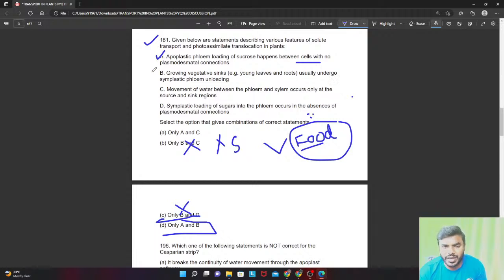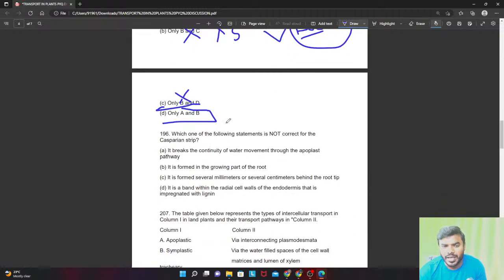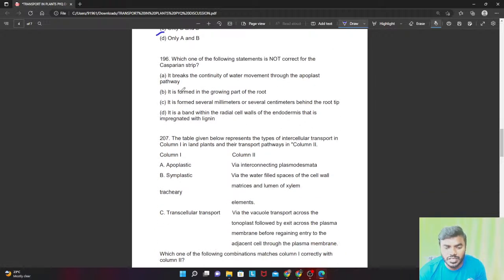Hence, friends, option A is correct. Option B is also correct. There is no doubt about it. Option C is wrong. Option D is wrong. Hence, the correct answer will be D. Anyone having doubt, please ask me. I will re-explain. Anyone? Okay. Ask me, I will re-explain.